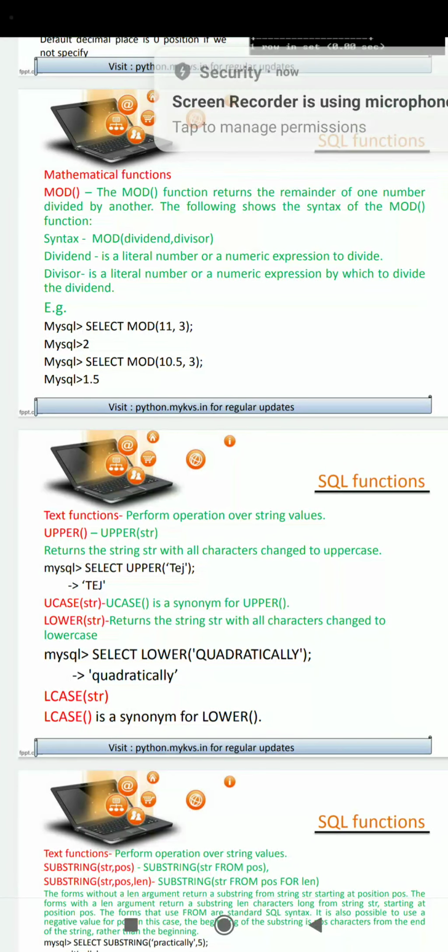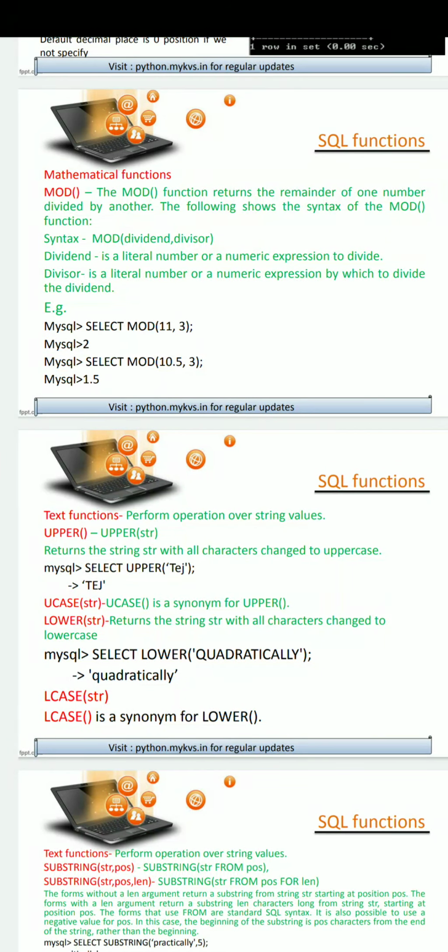Friends, now we want to learn the use of the MOD function. The MOD function is used to return the modulus value, the result of the remainder after division. The MOD function returns the remainder of one number divided by another number.